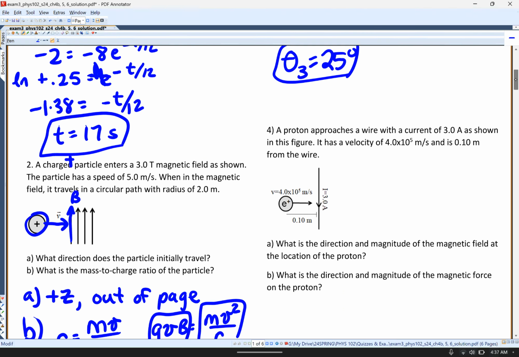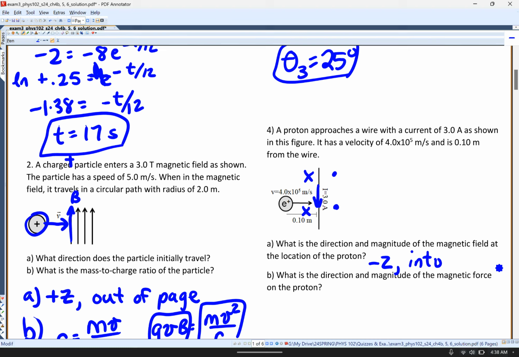All right, a proton approaches a wire with a current of 3 amps as shown in this figure. It has the velocity and there's the radius. What is the direction and magnitude of the magnetic field at the location of the proton? So we're going to use our other right-hand rule where our thumb goes in the direction of the current and then our fingers wrap around. And that shows us that the magnetic field is into the page on that side and out of the page on that side. So either negative Z or into the page.